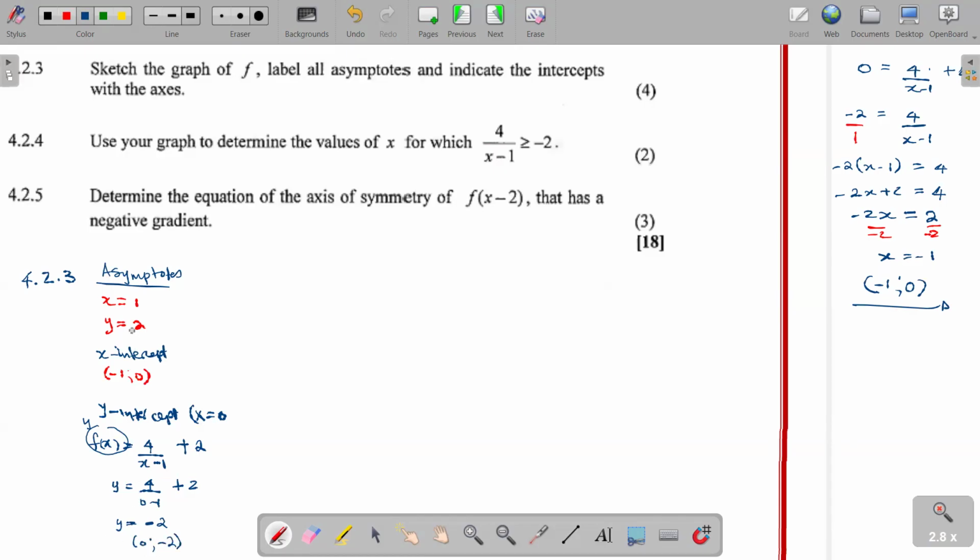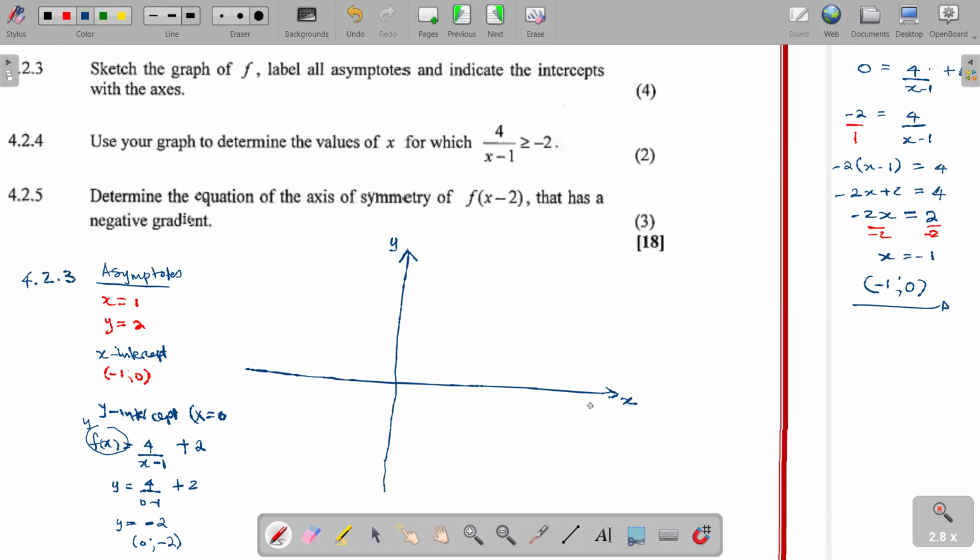Now we have these sets. We now need to sketch our graph. To sketch our graph, we are going to show our y-axis, which is our vertical axis there. Then we will need our x-axis. There it is.